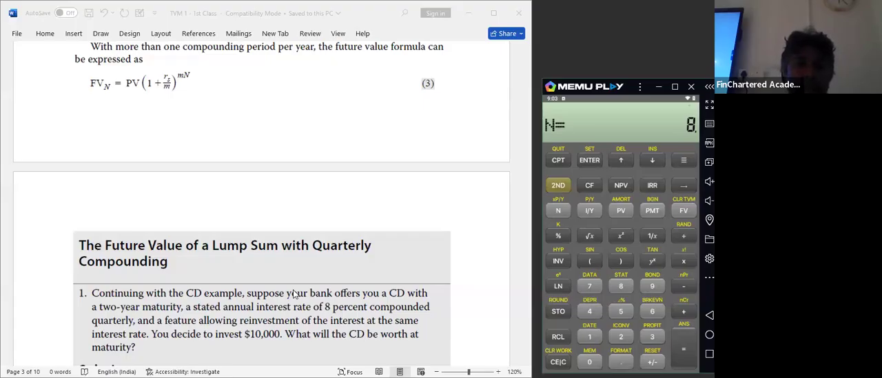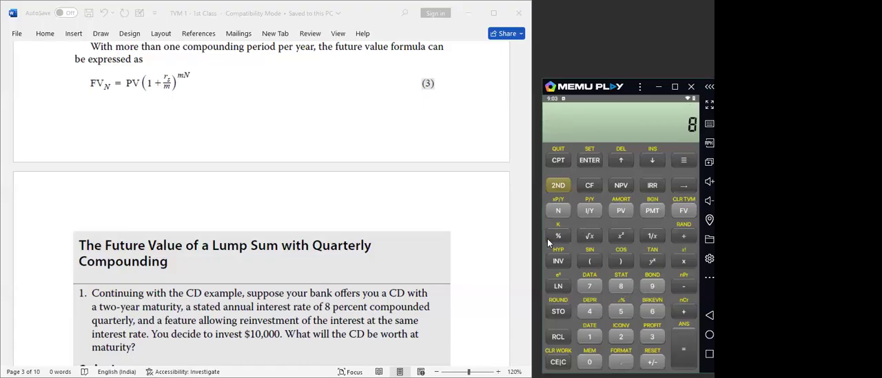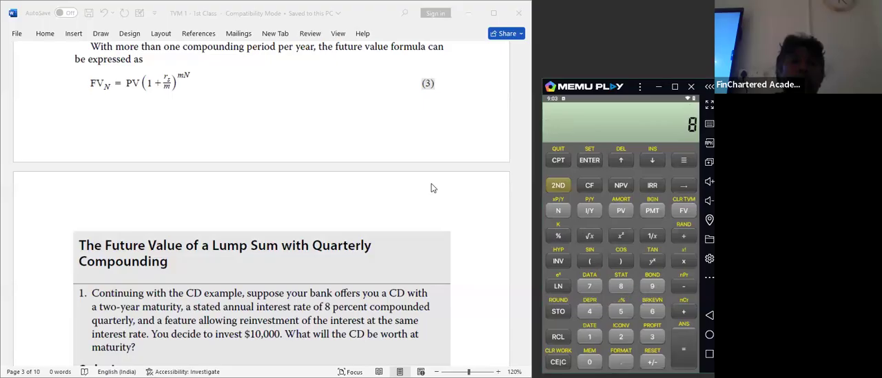Then you have your rate. How much is the rate? Rate is given as 8, but 8 is for the annual rate. So if 8 is for annual, how much is it for each quarter? You have to divide it by 4. 8 has to be divided by 4, so that is going to be equal to I/Y.